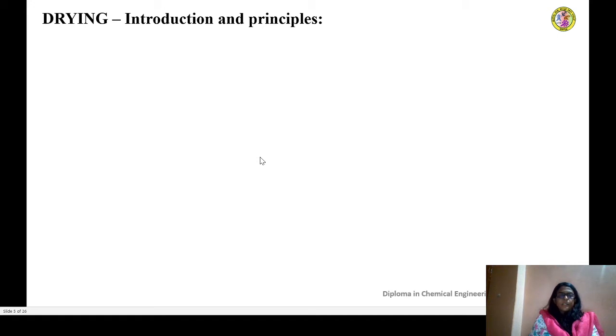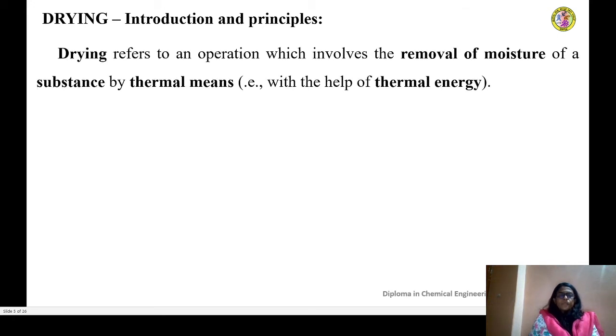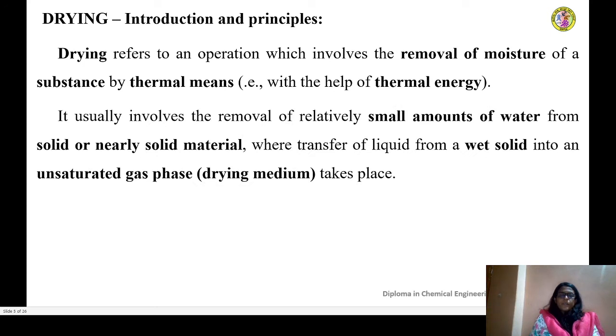Okay, so let us start with the principles of drying. So what is drying? Drying refers to that operation which involves the removal of moisture from a wet substance by thermal means. That is, by using thermal energy, the moisture from a wet substance is removed to make it dry. So that is all about the drying operation. It is that operation in which we see the removal of a small amount of water from usually a solid or nearly solid material.